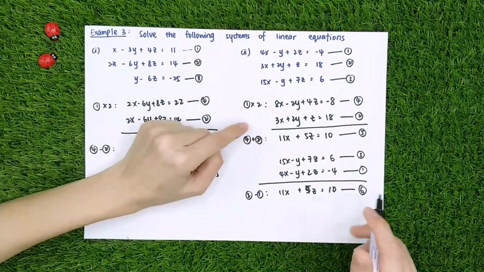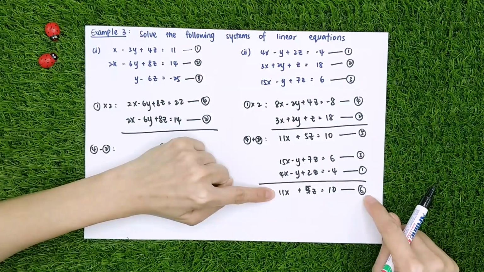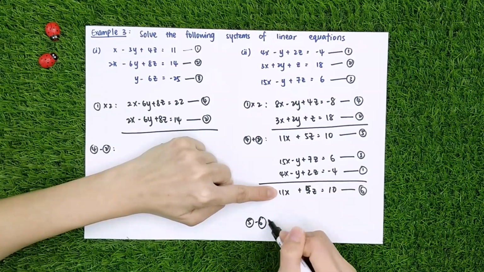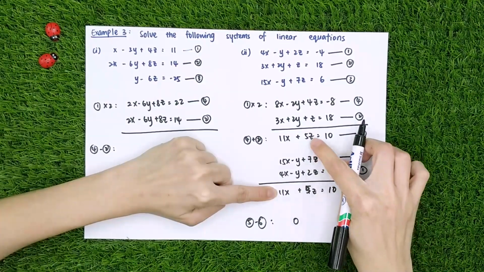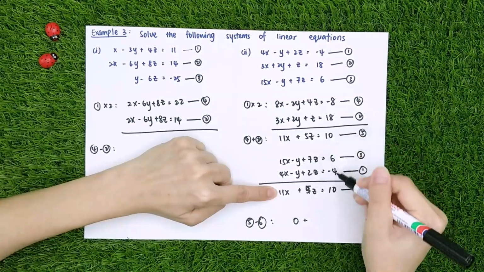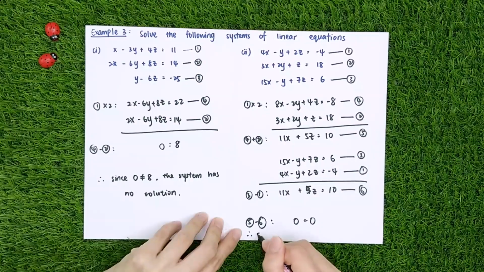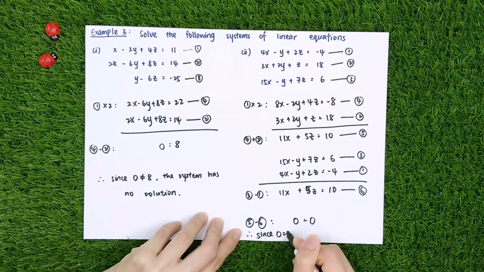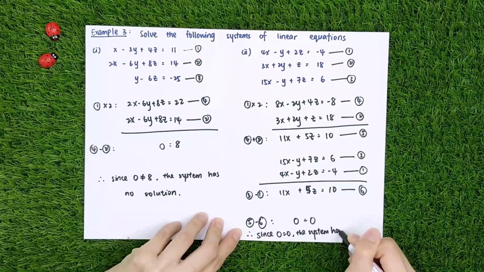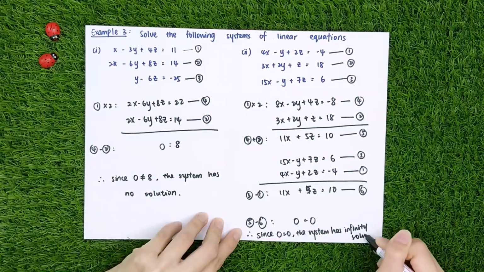So at the end, you can see equation 5 and equation 6. If you subtract equation 6 from equation 5, 11x minus 11x, you will get 0. 5z minus 5z also gets 0. 10 minus 10, you also get 0. So I can make the conclusion here. Since 0 is equal to 0, the system has infinitely many solutions.